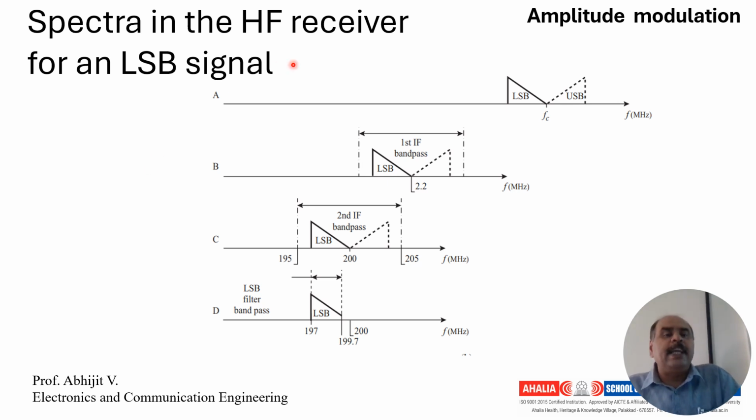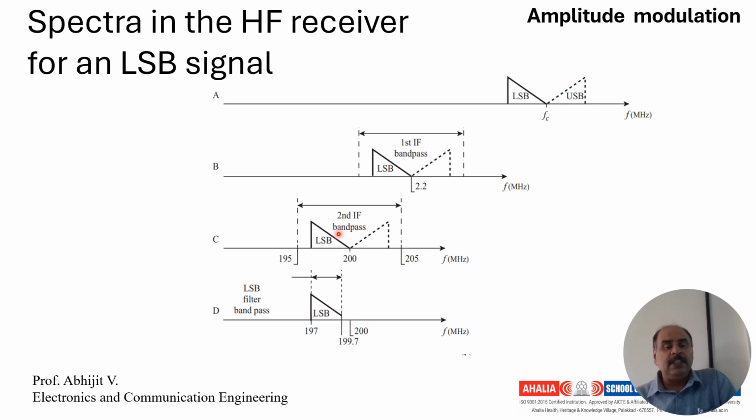This is a spectral diagram of a high frequency LSB, lower sideband, receiver. Here you can find that in the initial stage you have the central frequency. These things are not transmitted. So LSB is transmitted after passing through the first intermediate filter. After the first band pass, you get a particular central frequency, and this is the only LSB component.